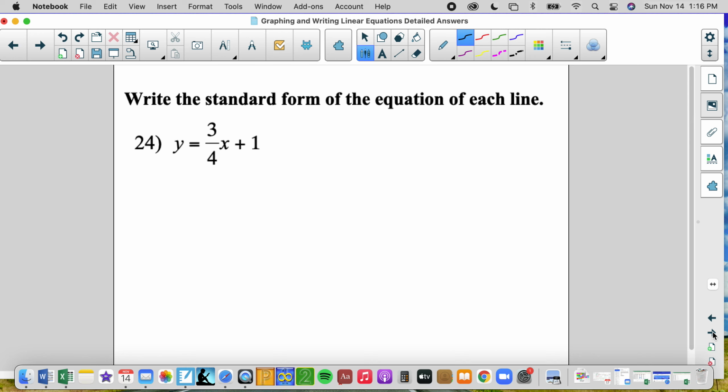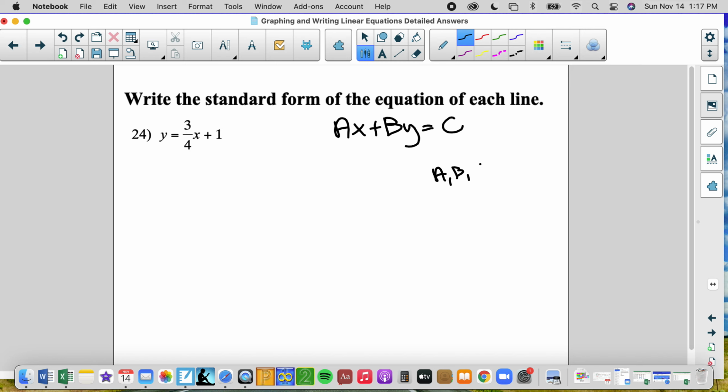Write in standard form. Okay, now we are in standard form. We're in point slope, but we have to move it to standard form. Standard form looks like this, ax plus by plus c. We need to remember that a, b, and c must be integers. Integers are whole numbers and their opposites, meaning they're not decimals and they're not fractions. And then we need to remember that a must be positive.